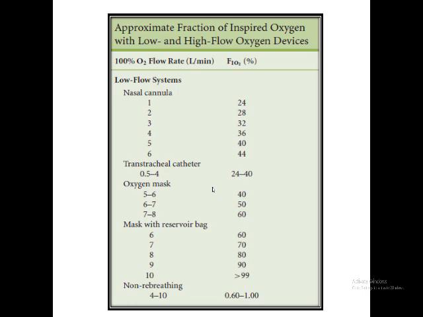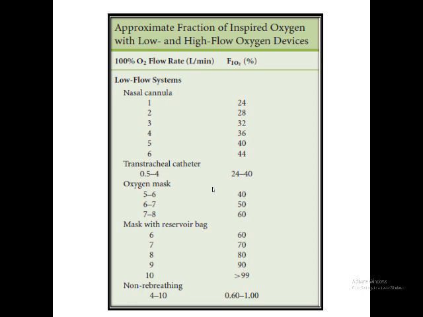Oxygen mask from 5 to 8, so I adjust the oxygen flow from 5 to 8. Mask with reservoir, rebreathing mask from 6 to 10. Nasal cannula may give from 25% to 45%. An oxygen mask gives from 40% to 60%. A mask with reservoir gives from 60% to more than 99%. A non-rebreathing mask gives from 60% to 100%.